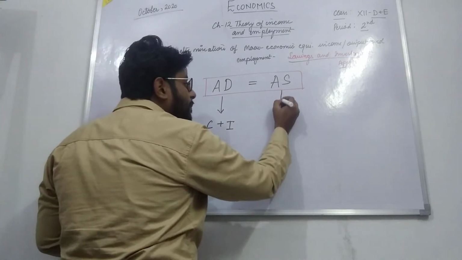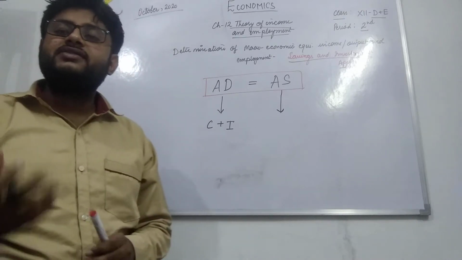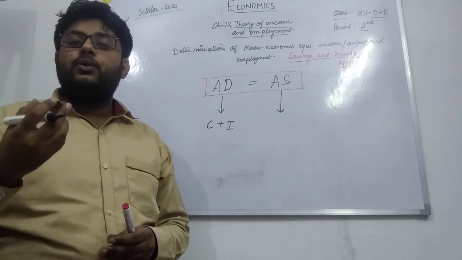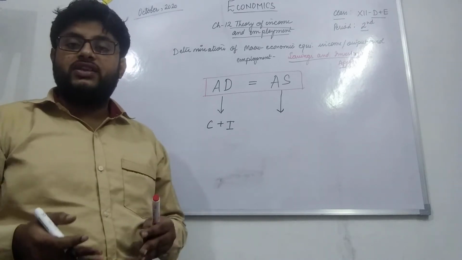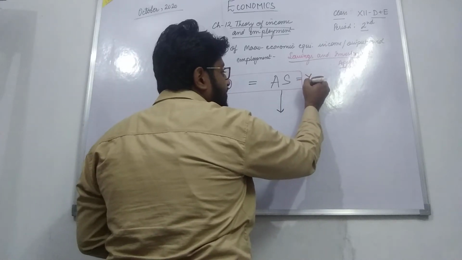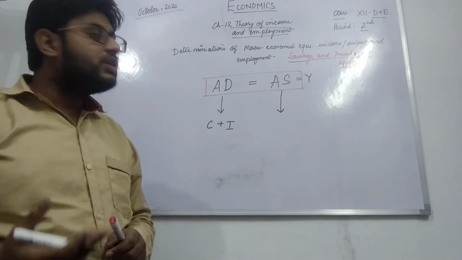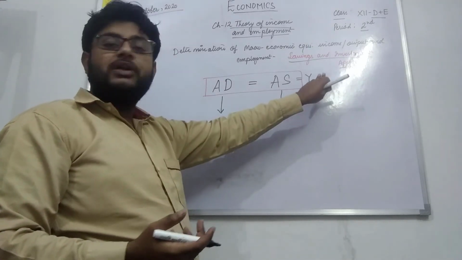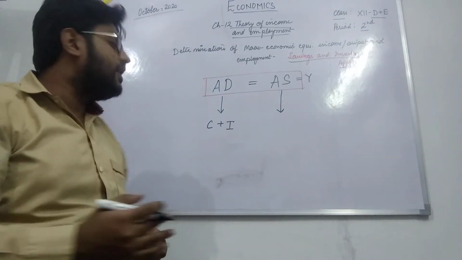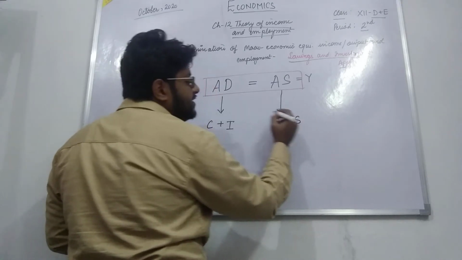And what are the components of aggregate supply? I have told you all, aggregate supply is nothing but the value of all goods and services produced in a year within the country. Okay, so it is nothing but the national income of the country, that is the Y as denoted by Keynes. And according to Keynes, this national income can be divided into two parts only. Either it will be consumed or it will be saved.